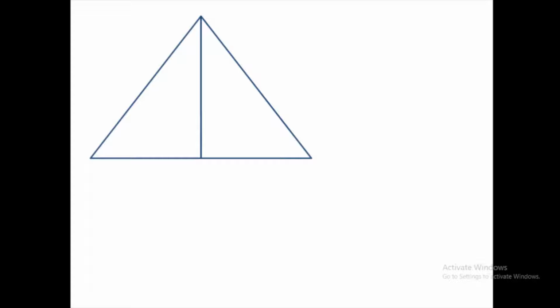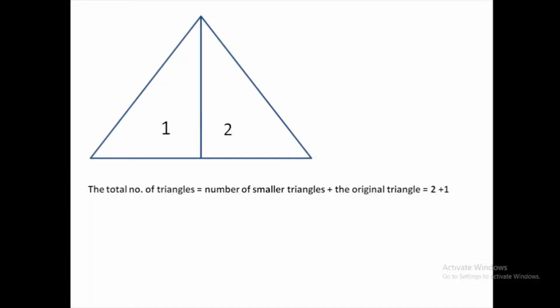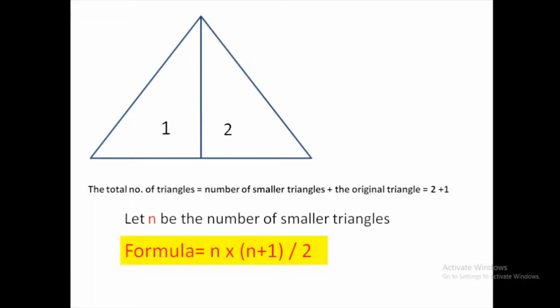Now, let's go on to type 2. In type 2, we have triangles with complications planted inside it. So, the total number of triangles here are the total number of smaller triangles plus the original one. So the total number of small triangles are 1 and 2 and the original triangle itself, so 2 plus 1, 3. So if we assume n to be the number of small triangles, the formula comes down to n into n plus 1 by 2. In this case, n is 2 since there are only 2 small triangles, so 2 into 3 by 2, it's 3.